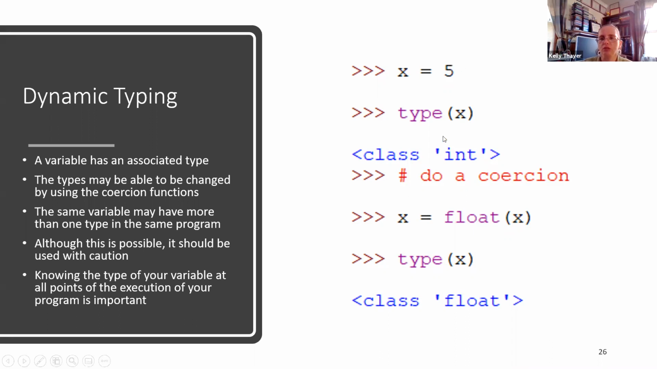So here we have x equals 5 and we ask the type and it says it's int. And then we could do a coercion on that. So we could do float of x and save that into x. So this is dynamic typing because x used to be a type int, and now we see that it became a float.